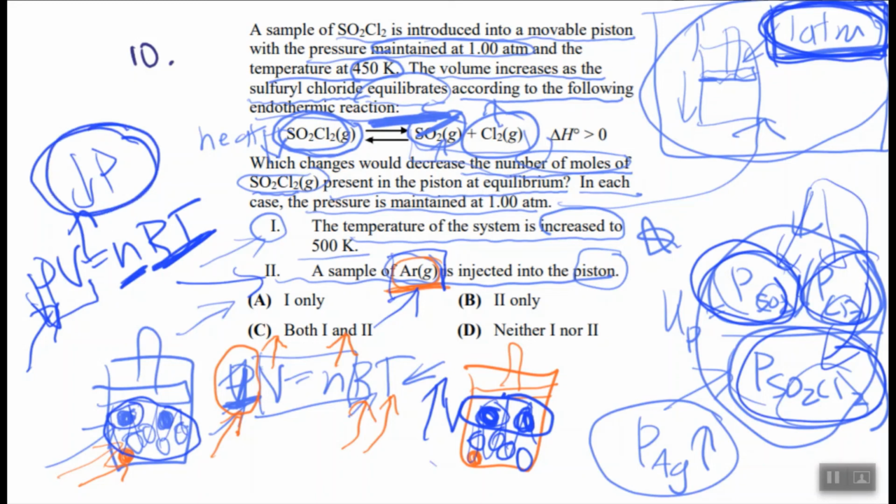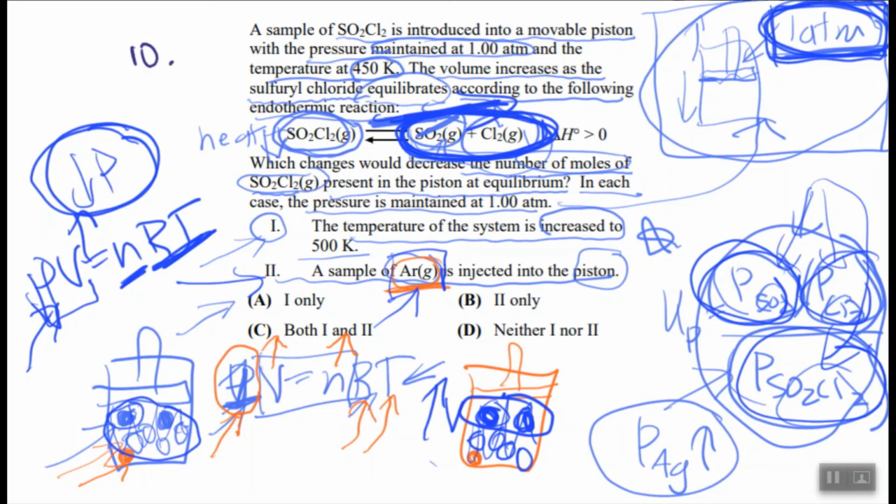And if we decrease the pressure of all the gases, which way will the reaction move? Well, if you remember, the side with more moles of gas will be favored if there's an increase in volume, because if there's more space, more moles will want to form. So if there's more space, that means that there will be more SO2 and Cl2 that will form, and the equilibrium will shift to the right once again.